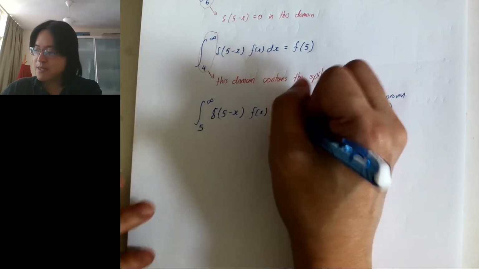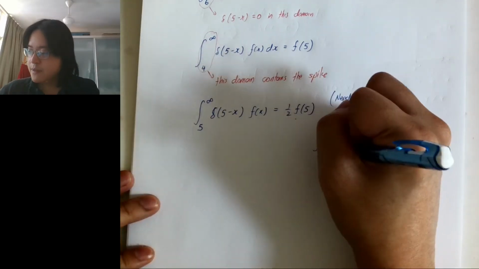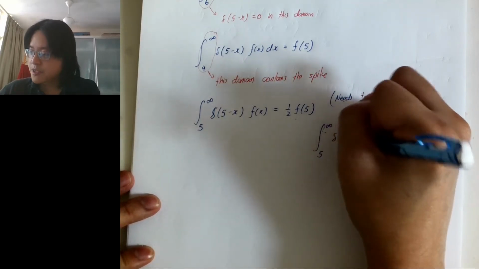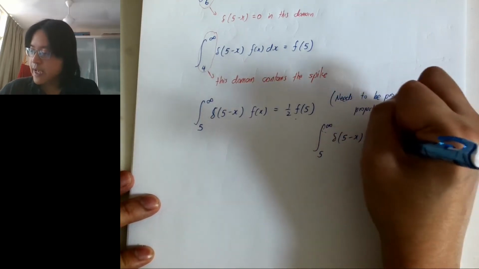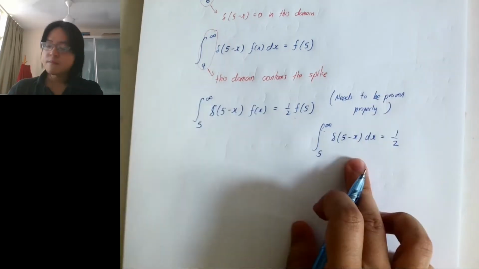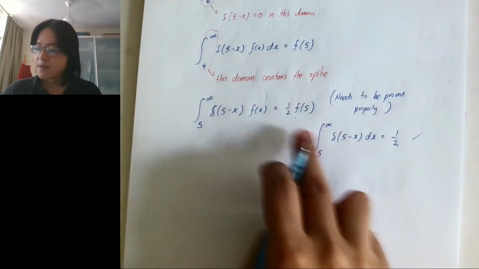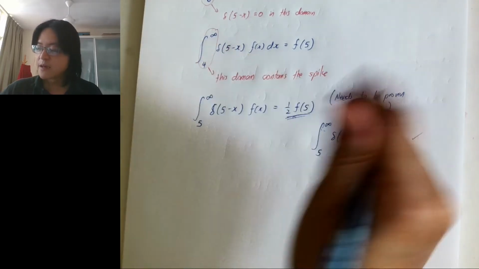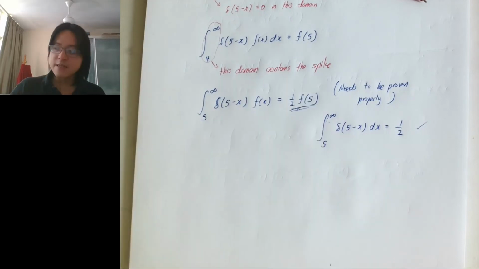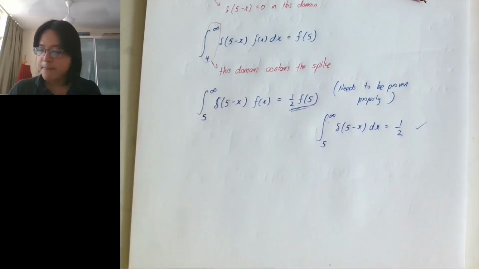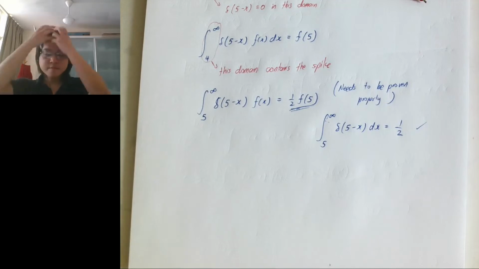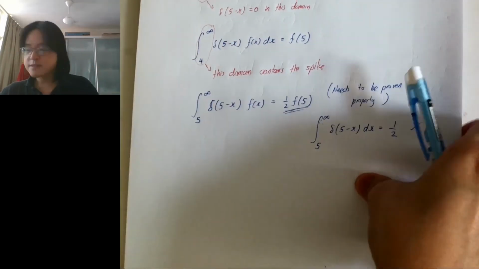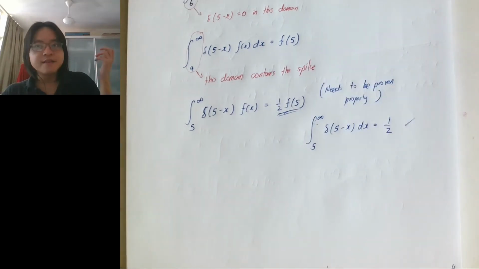I can't remember this formula, but this one I remember: from 5 to infinity of the delta function alone, the area is half. Okay, so this one I know, this one I remember, but whether it's half of this, I think it is. I can't remember exactly, because we won't be using this much in this chapter. So that was the delta function, right?